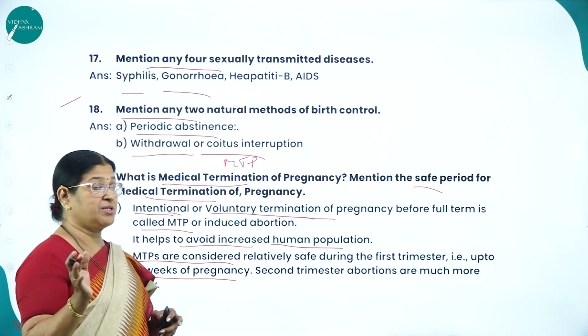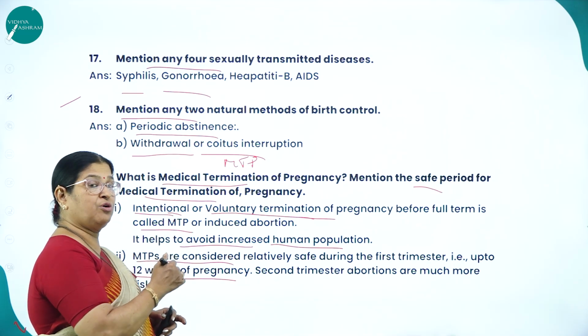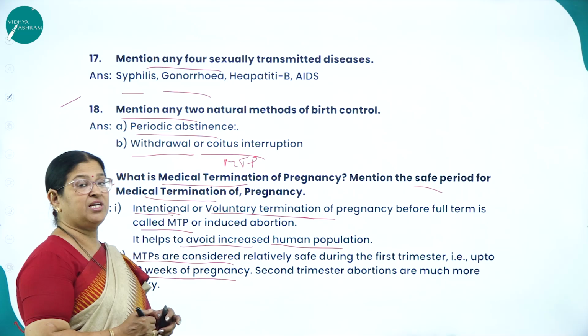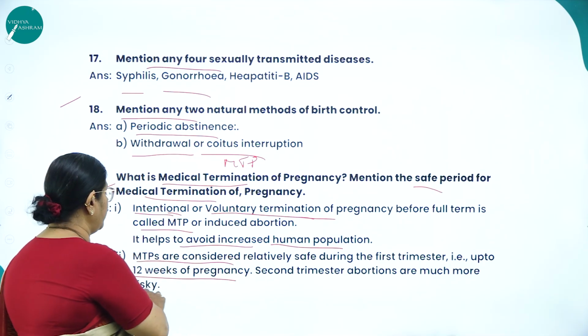So second trimester is not safe. That is 6 months of period of pregnancy. She should not go for MTP, which is a very risky factor for the mother. So second trimester abortions are much more risky.